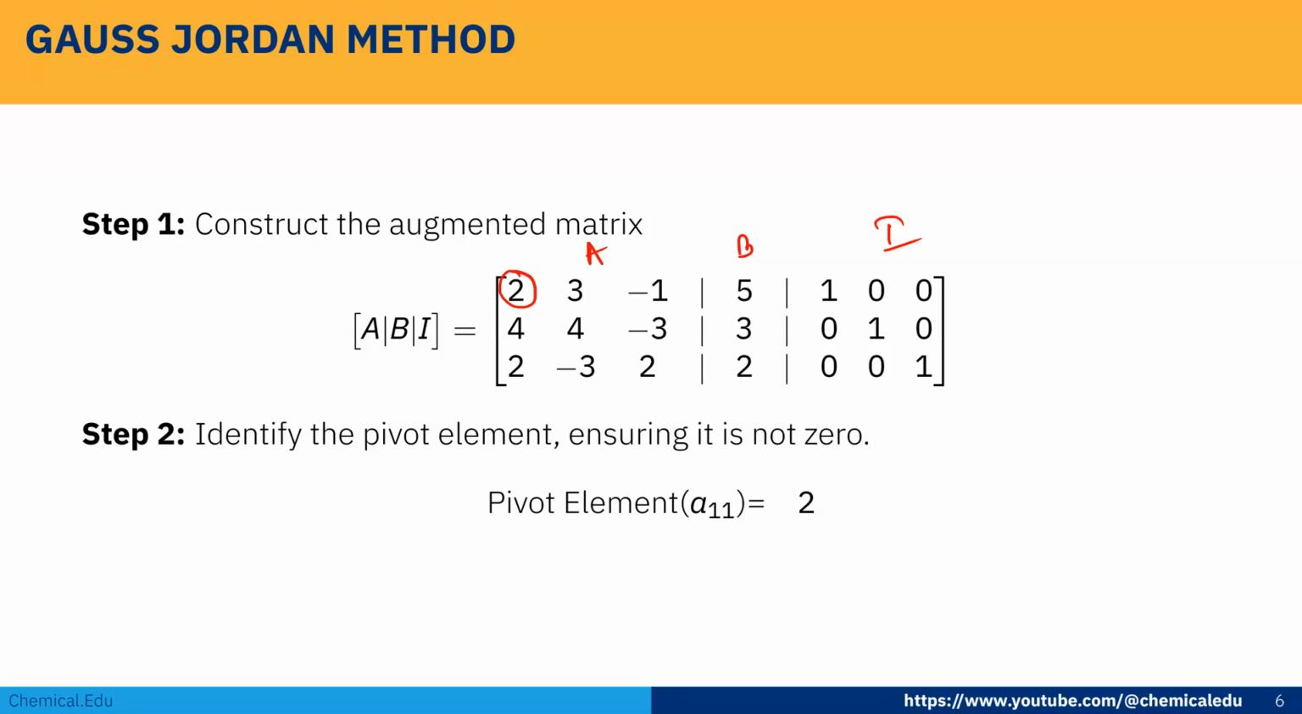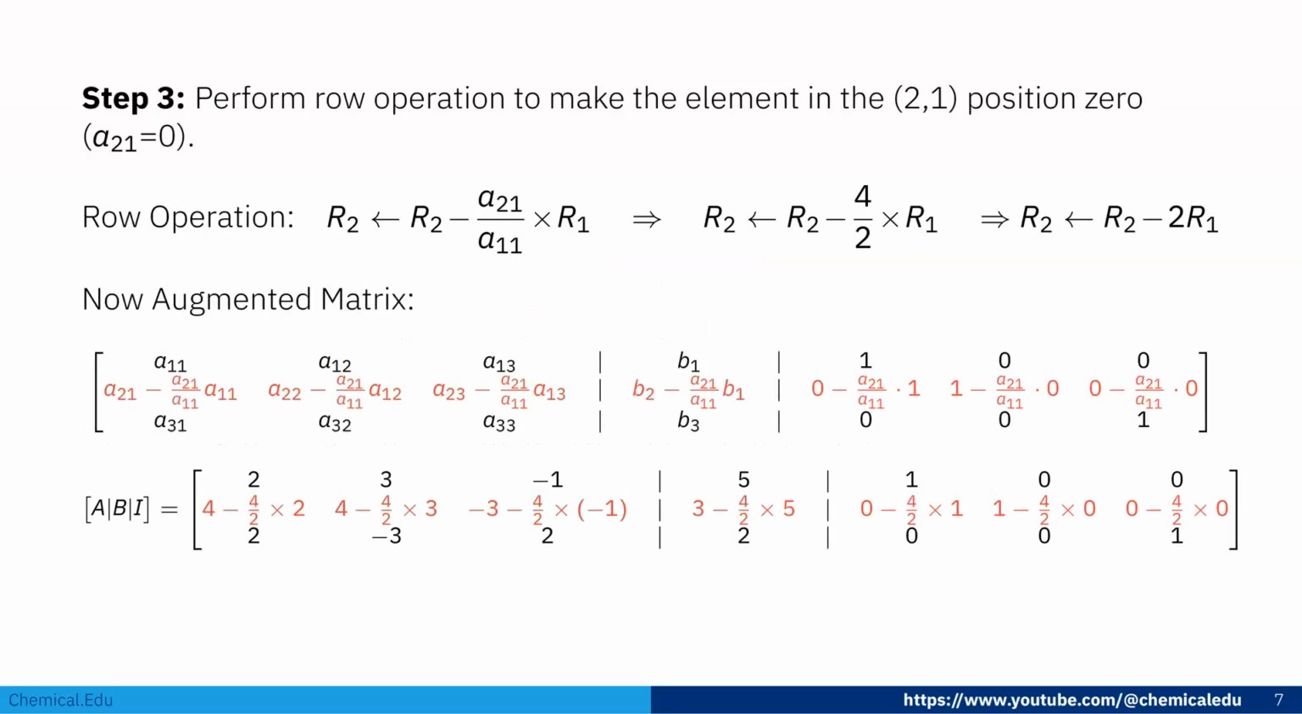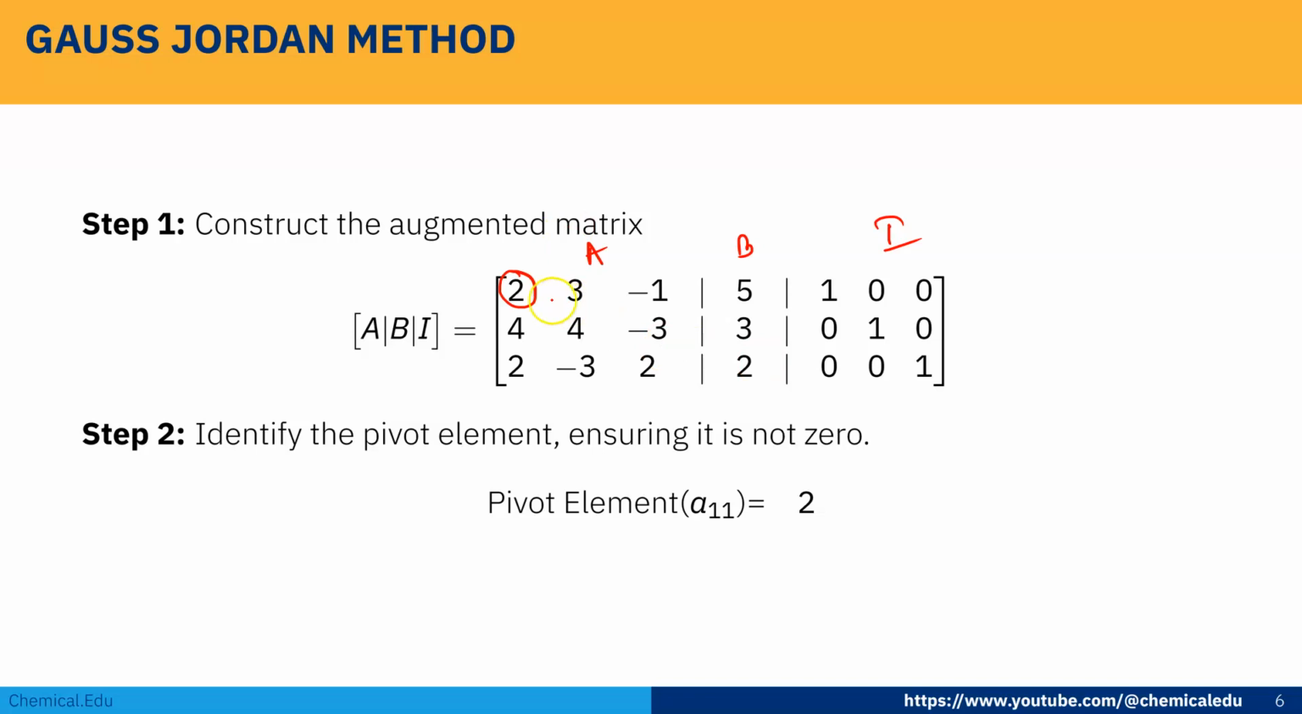Now that the A11 element is 2, we have to take the multiplier. That multiplier will not be changed throughout the operation. Here we are going to make this element 0.